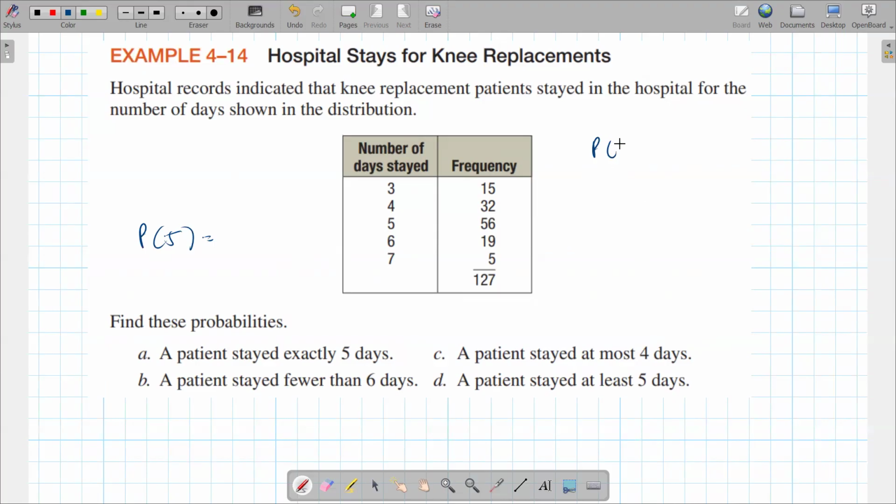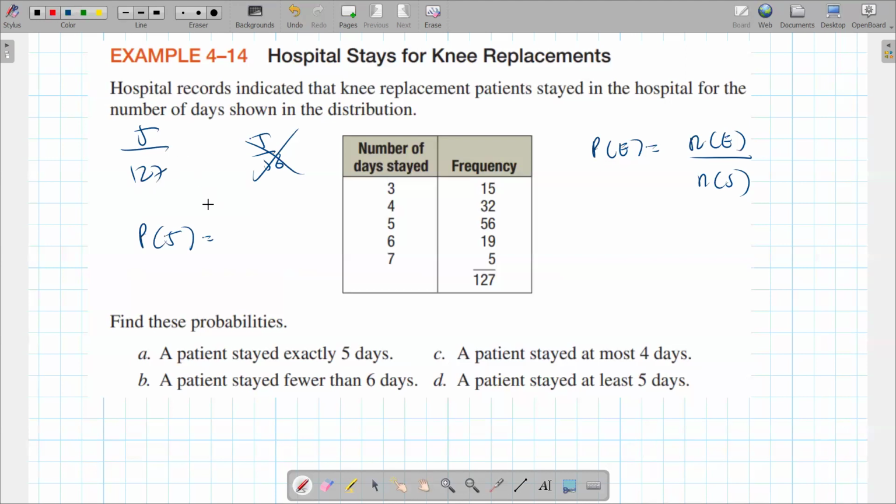No, that's not right. It's not 5 over 50. You said 5 over 56? That's not right. What's your NS here? Let's go one by one. The total is 127. So 5 over 127? No.